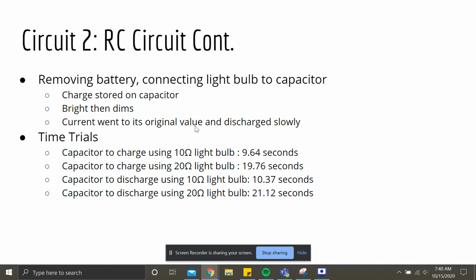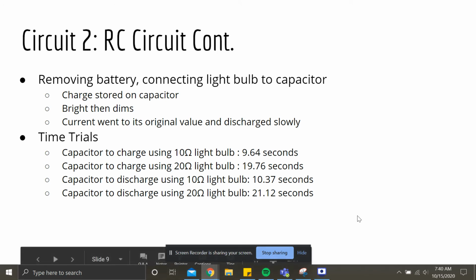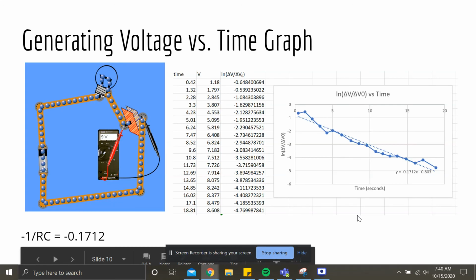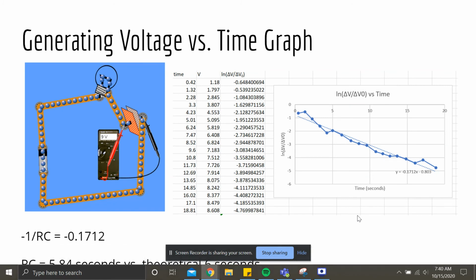For the time trials, charging and discharging with the 10 ohm light bulb should have been the same, and charging and discharging with the 20 ohm light bulb should have been the same, but differ due to human error in my reaction time. Next, we set up a circuit with a 9 volt battery, a 200 microfarad capacitor, and a 30 ohm light bulb.